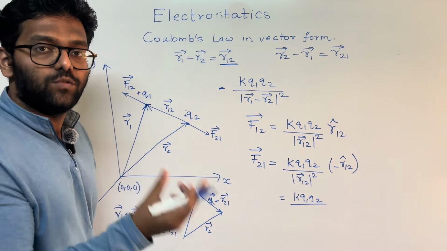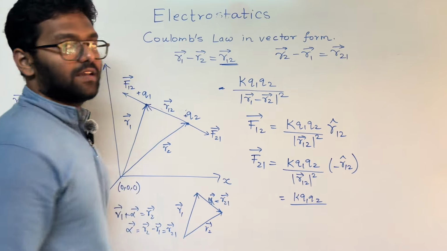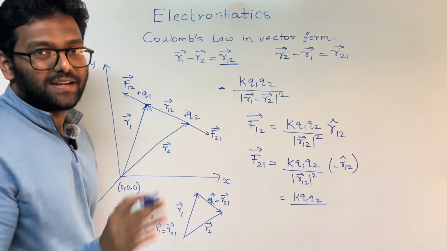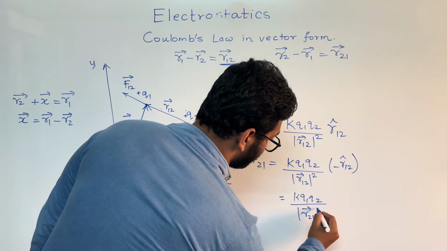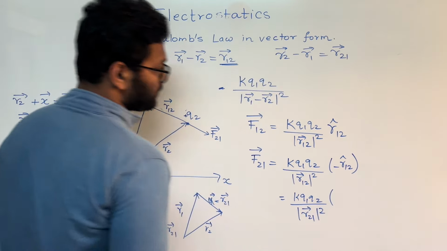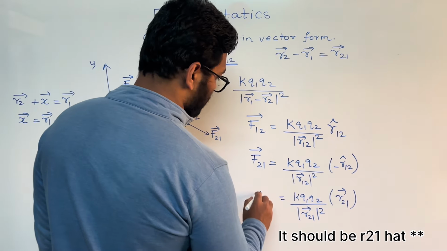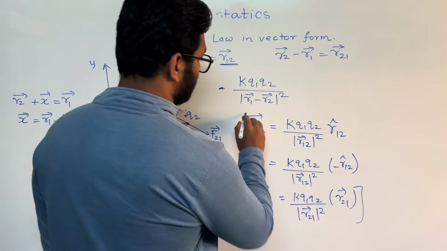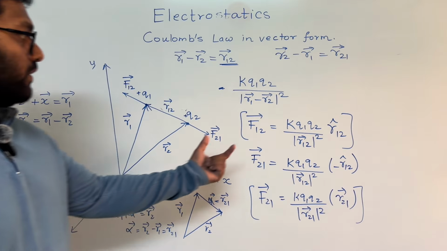So this is going to be K Q1 Q2 upon, now R12 bar magnitude is the same as R21 bar magnitude. The magnitude of R1 bar minus R2 bar is the same as R2 bar minus R1 bar. You take the direction like this or this, but the magnitude is the same. So I can write this as R21 bar square into minus R12 cap, which is R21 cap. So this is your force on the second due to the first. This is how you write Coulomb's law in vector form.